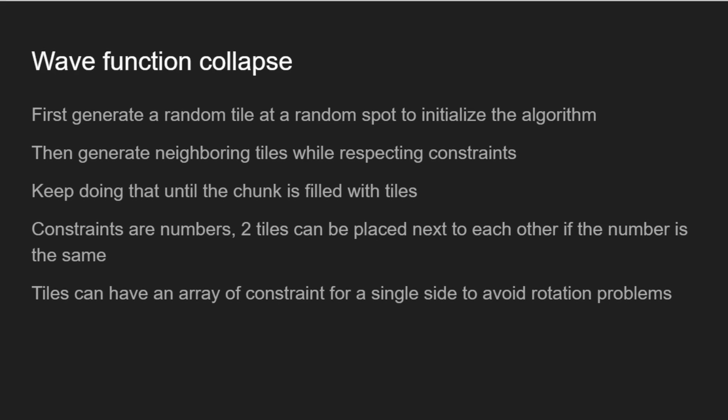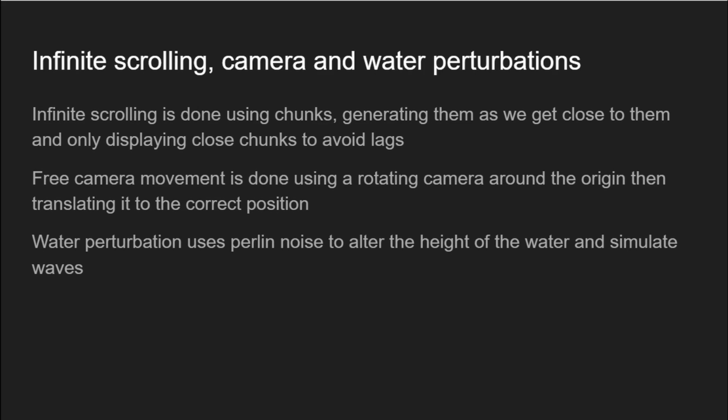And some rotation problems are avoided using arrays. Infinite scrolling is done using chunks, regenerating them as we get close to them and only displaying close chunks to avoid lag. Then free camera movement is done using a rotating camera around the origin and then translating it to the correct position to create a smooth movement. And then water perturbation uses Perlin noise to alter the height of the water and simulate waves.